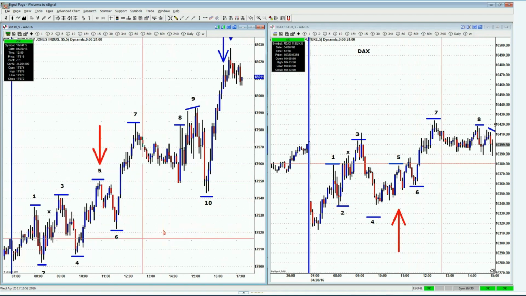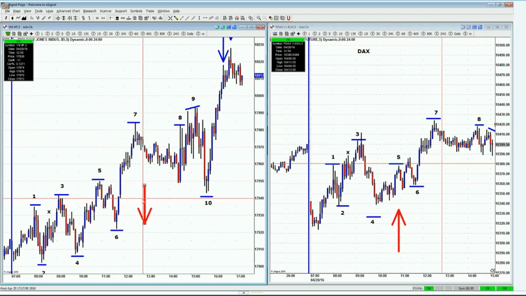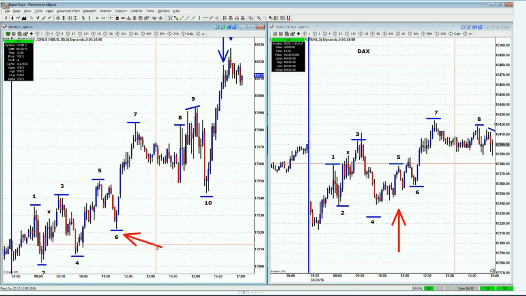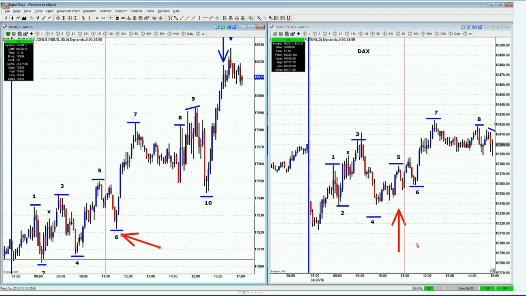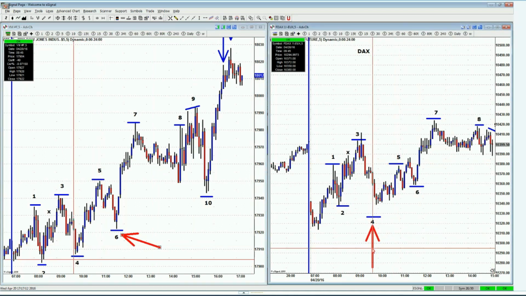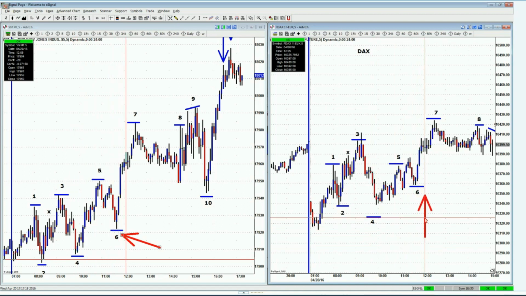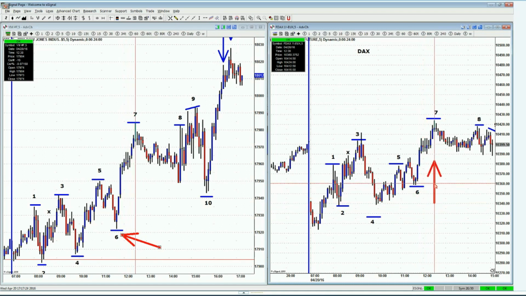Okay. If we then move on in the structure of the trading day, the next point that we have is point 5. Sorry, we covered point 5. Next point we have is point 6. At point 6, we can see that point 6 is higher than point 4, and the same applies on the DAX chart. Point 4 is lower than point 6. We then move upwards very gracefully, very quickly, and both indices make new highs.